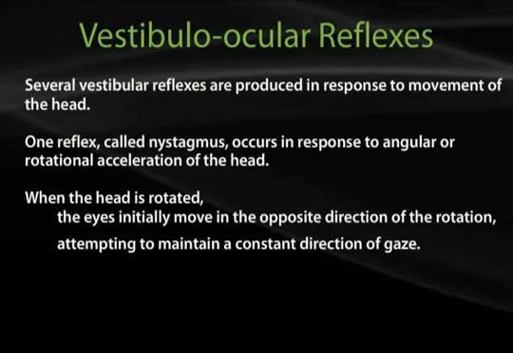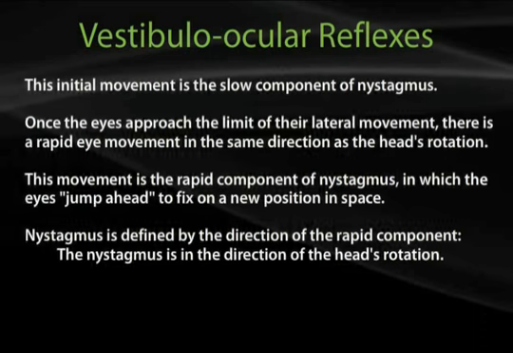We now move on to vestibulo-ocular reflexes. Several vestibular reflexes are produced in response to movement of the head. One reflex, called nystagmus, occurs in response to angular or rotational acceleration of the head. When the head is rotated, the eyes initially move in the opposite direction of the rotation, attempting to maintain a constant direction of gaze. The initial movement is a slow component of nystagmus.